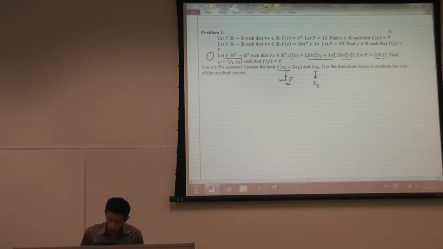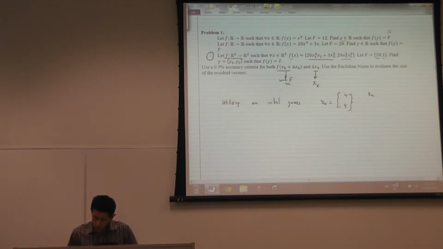So we are looking for f of x naught, utilizing an initial guess x naught equal to 4, 4. This is x naught 1. This is x naught 2.